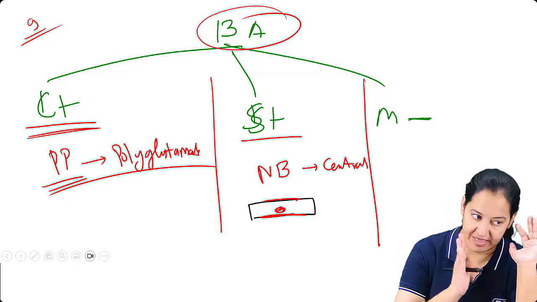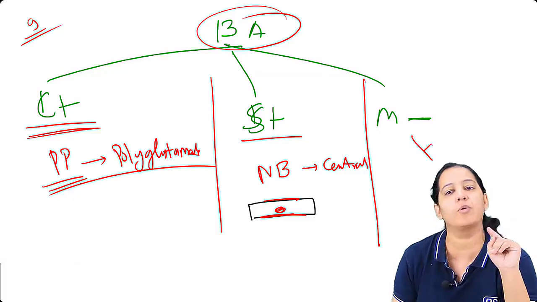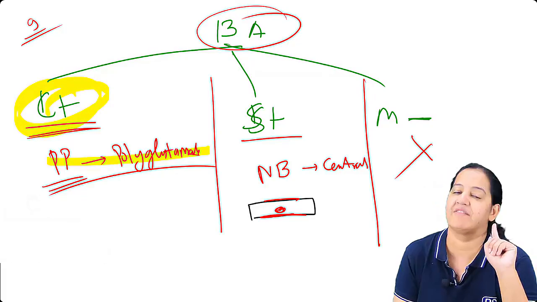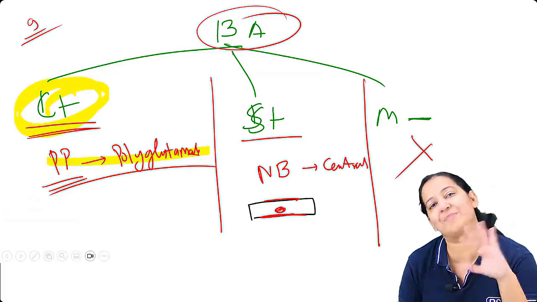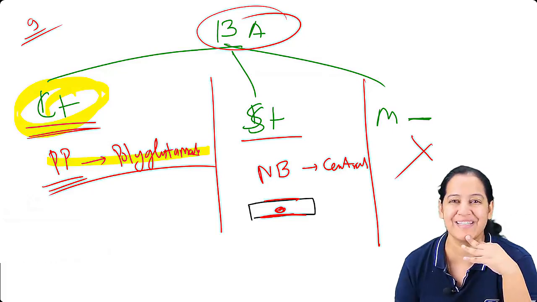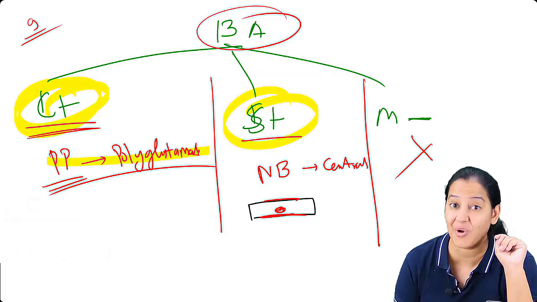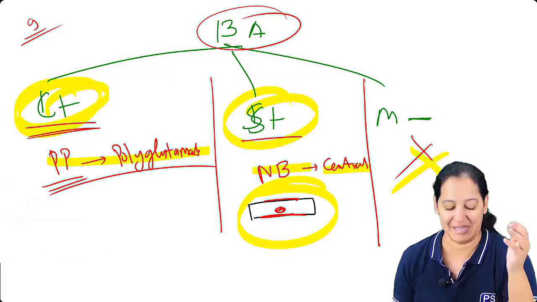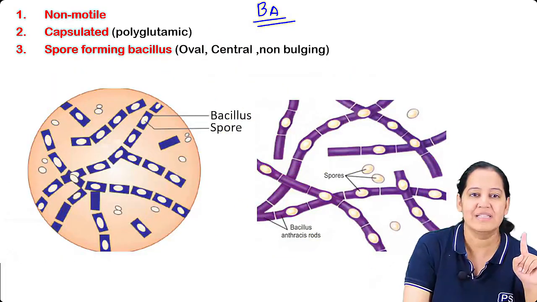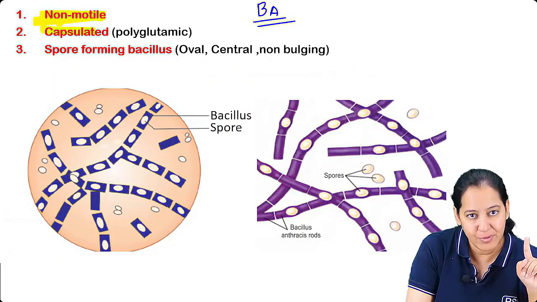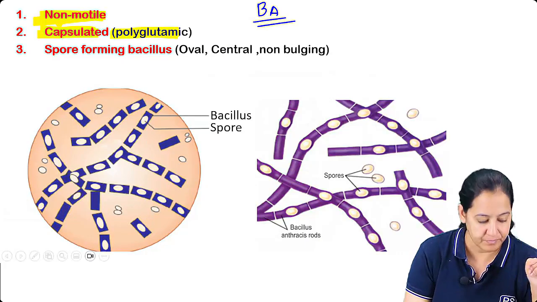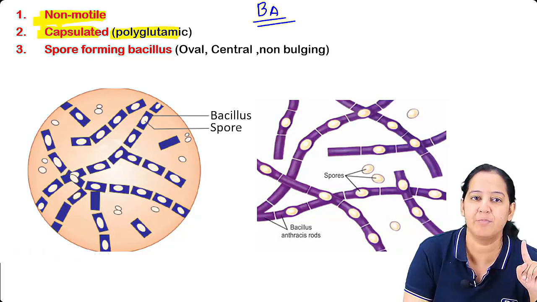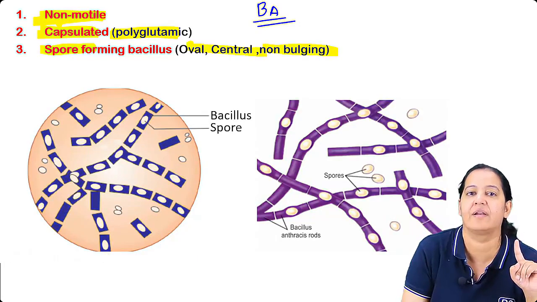So learn the unique feature of the capsule, learn the unique feature of the spore, and non-motile. There is no special thing about motility. So learn the three things. What is special about the capsule? It is polypeptide. Very important PYQ, because all other capsules are polysaccharide. This is polypeptide, polyglutamate. Second, what is special about the spore? Is it bulging or non-bulging? Say, ma'am, it's non-bulging. It's central. See the diagram. And it's non-motile. The same thing is written in front of you. Capsule is there, highlight the word polyglutamate. If you don't understand, you can write polypeptide. And spores are there, write down: non-bulging and central.